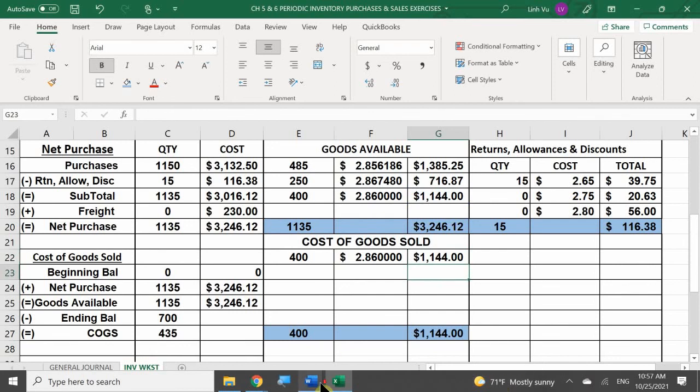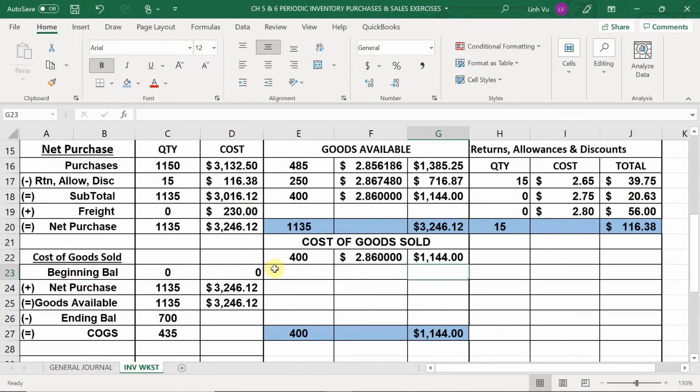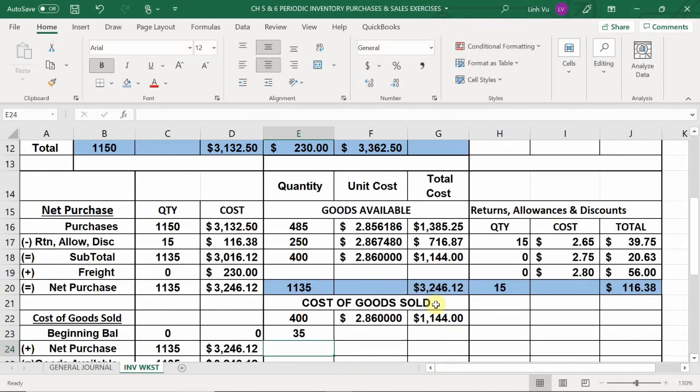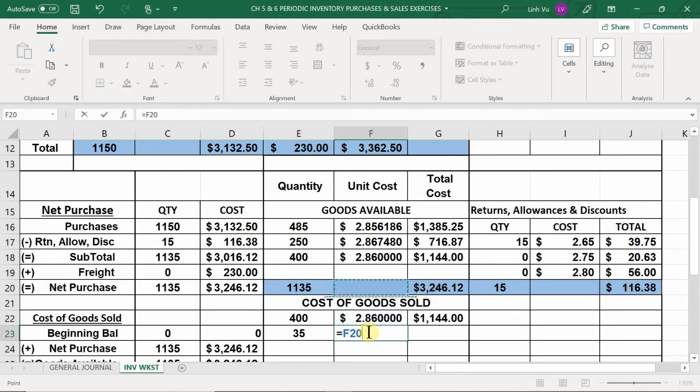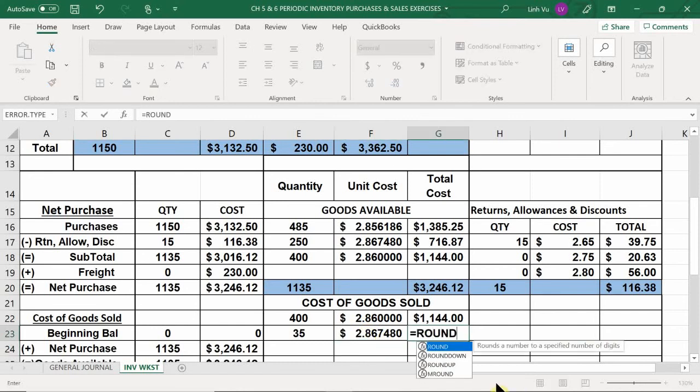Okay. How much more do I need to sell if I have 400 that is sold and I need to get to 435? How many more units do I need to sell? That's pretty straightforward. 35 out of the 250. Good, right? We're going to take 35 out of the 250. So in this case, we need to calculate our cost per item, which is $2.86478.